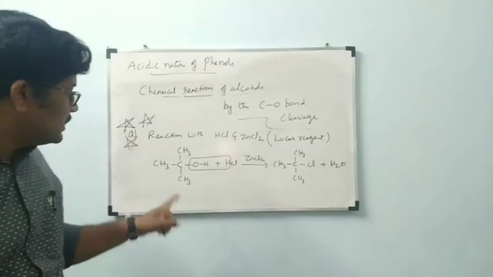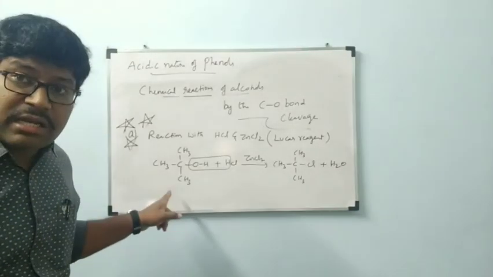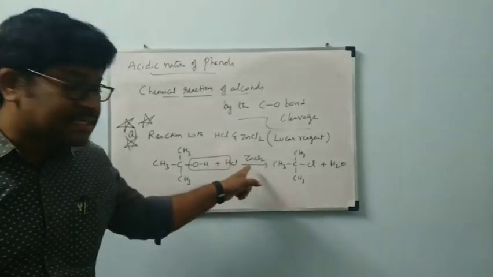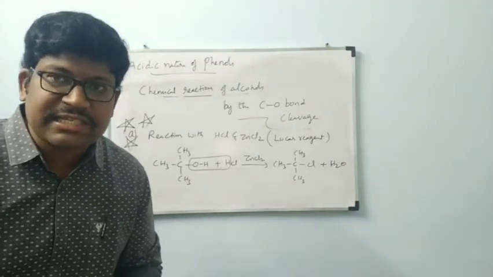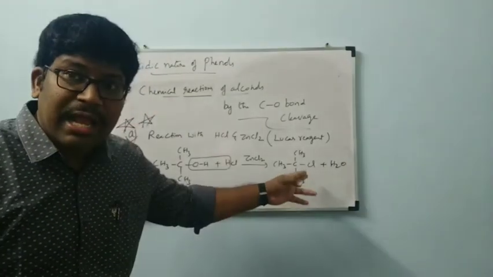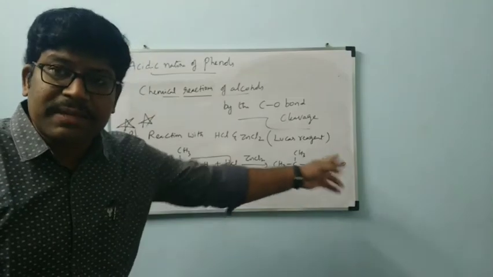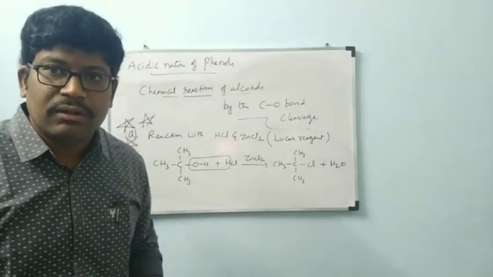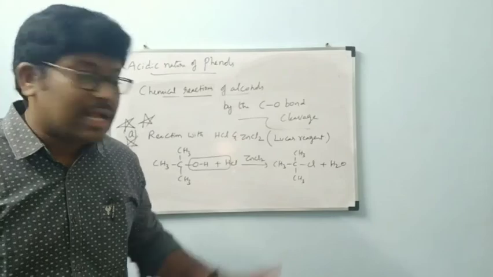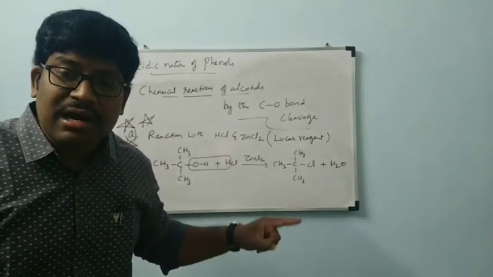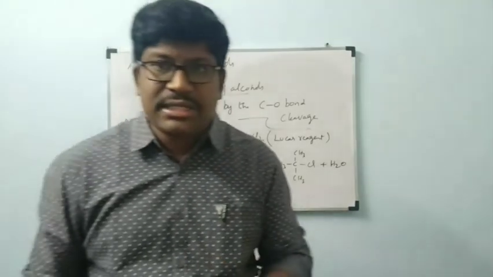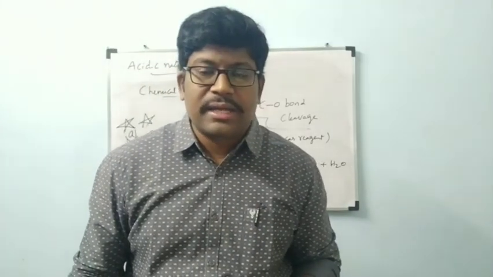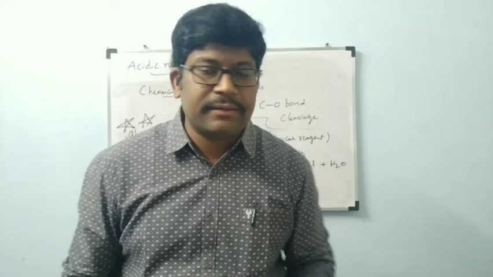Now this is a tertiary alcohol. Tertiary alcohol will react with HCl and ZnCl2 very fast to form haloalkane plus water. Haloalkane is not completely soluble in water. Because of that we will get turbidity.